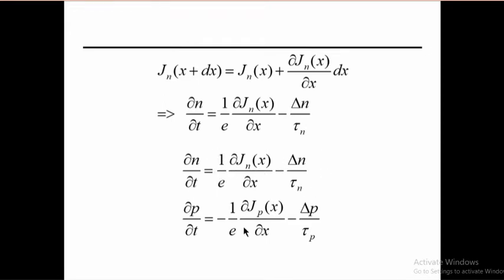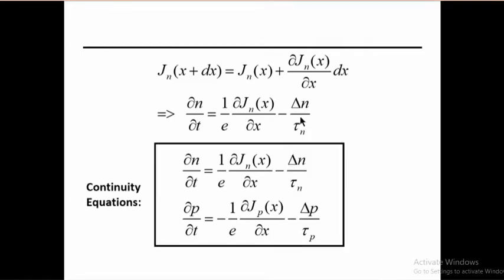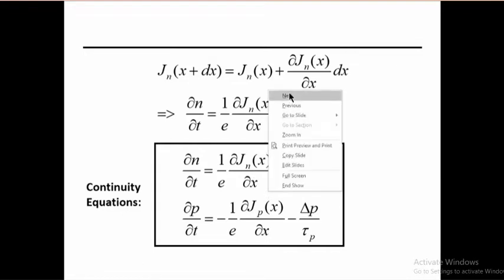So now I have a term which relates the flow rate to the current and the loss rate for electrons and for holes. I can say this is referred to as the continuity equation. The continuity equation is written as the change of electrons per time equal to the flow rate due to current minus the loss rate, and the same thing for holes.